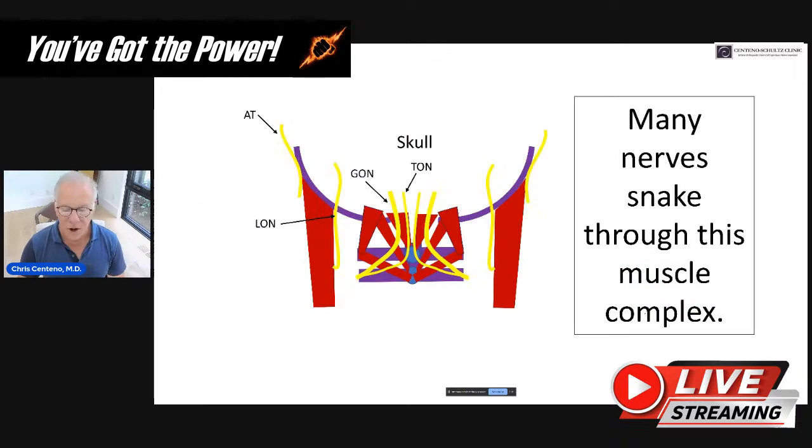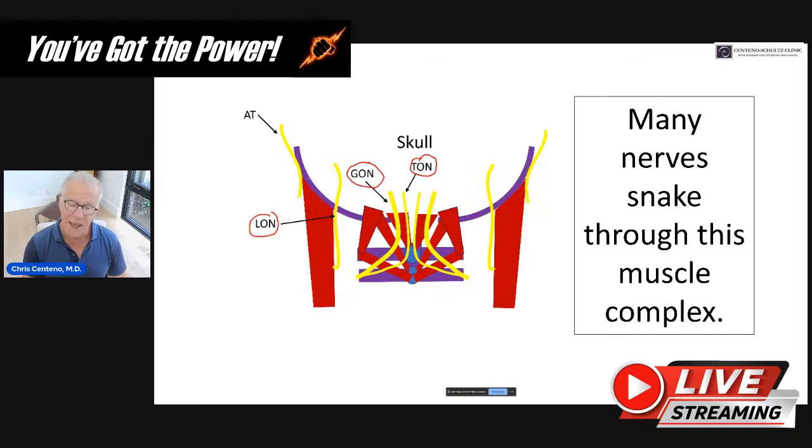Then, as you know, there are many nerves that snake through this muscle complex. And these are often nerves that cause headache. So the lesser occipital nerve can cause headache. The greater occipital nerve can cause headache. The third occipital nerve can cause headache. And these are often hydrodissected as well.